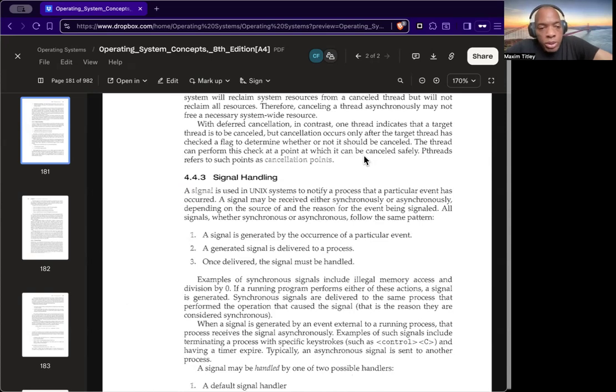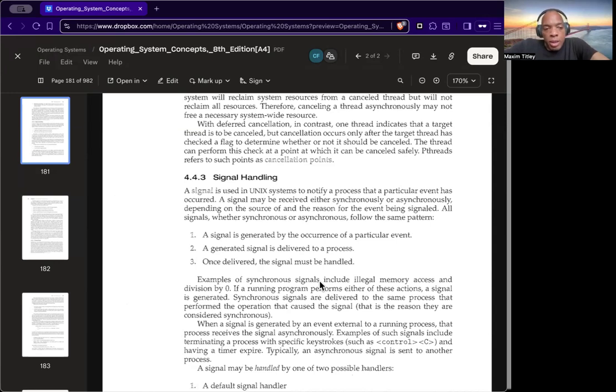So now, signals in Unix and signal handling. You use signals in Unix to notify processes that particular events have unfolded, and a signal can be received either synchronously or asynchronously. So it can either be done at a point in time that is expected or just at any given point in time, because it does not depend on the execution of some parallel running process or thread.